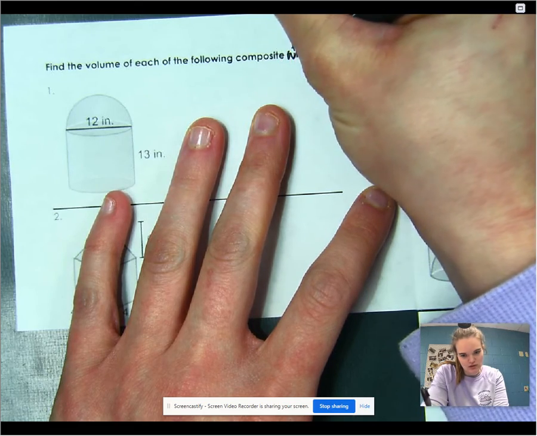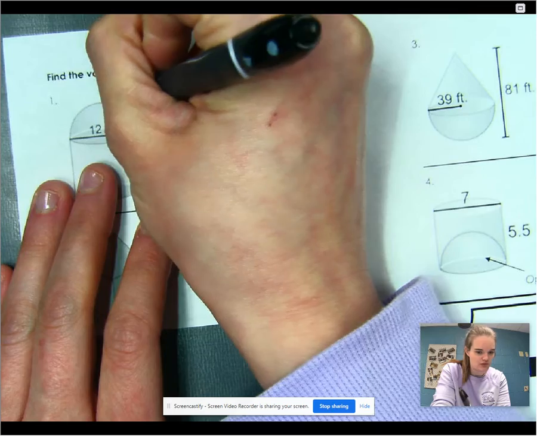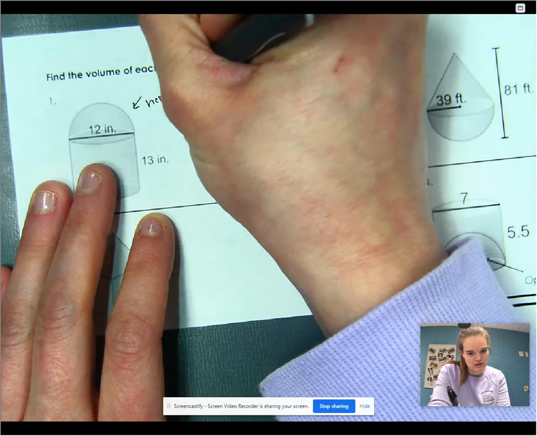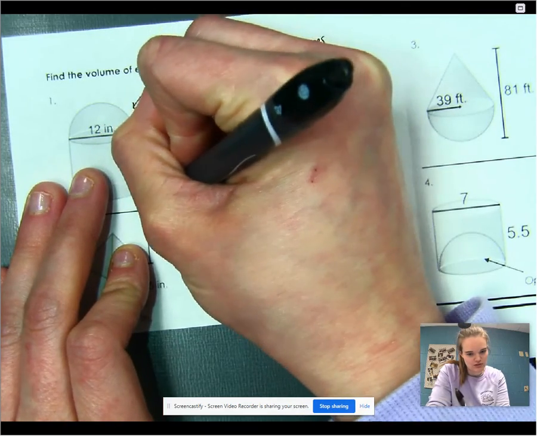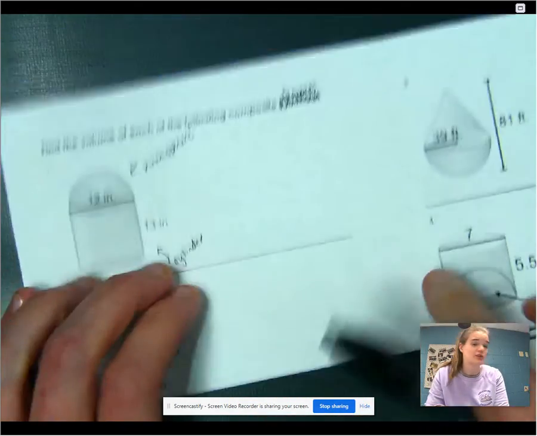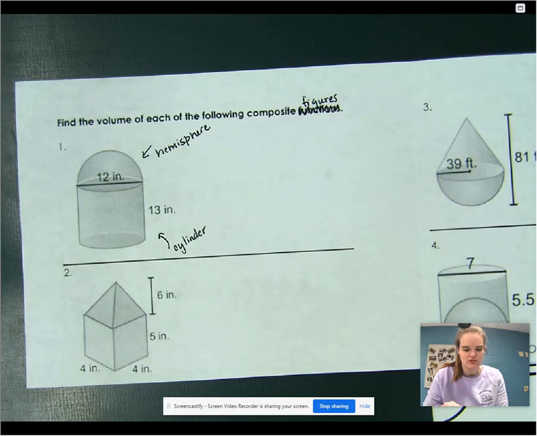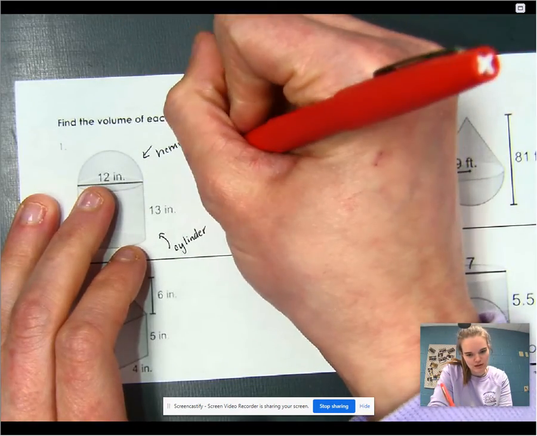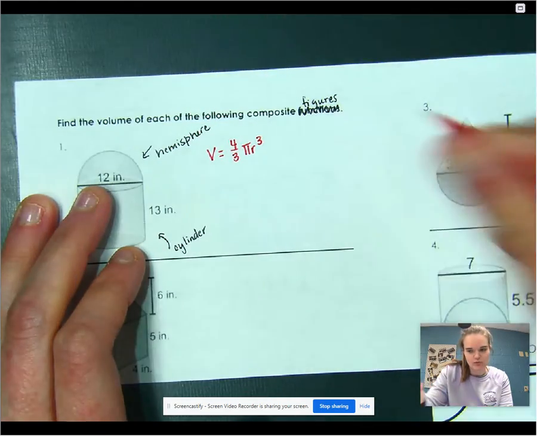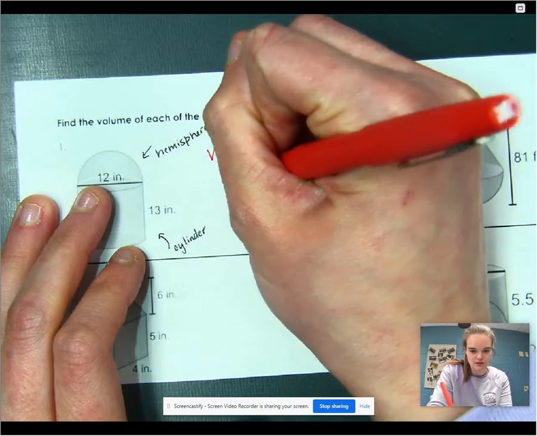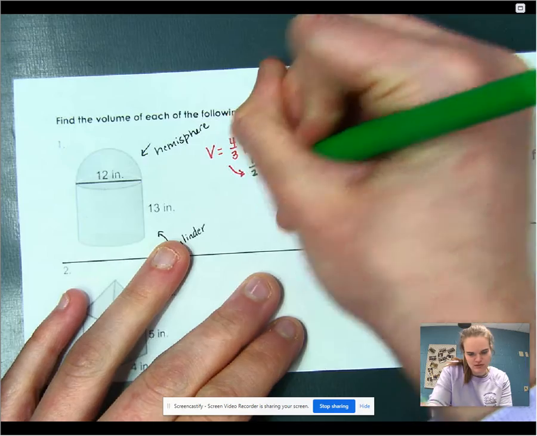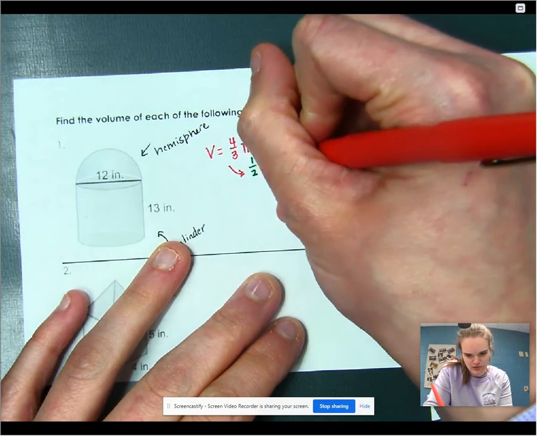Alright, here we have a sphere. It's actually a hemisphere. And we have a cylinder. So all we are going to do is find the volume of the hemisphere, the volume of the cylinder, and add them together. So the volume of a sphere is 4/3 pi r cubed. However, we only need half of that. So we will do 1/2 of 4/3 pi r cubed.